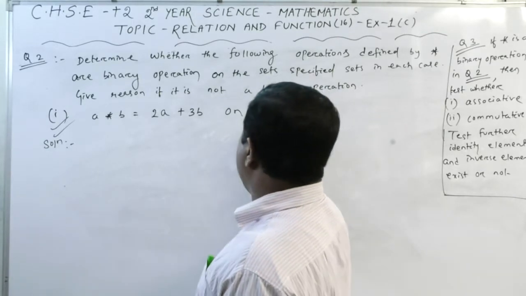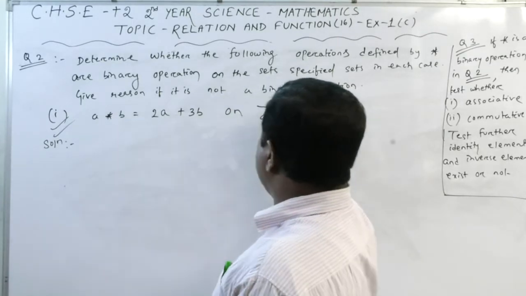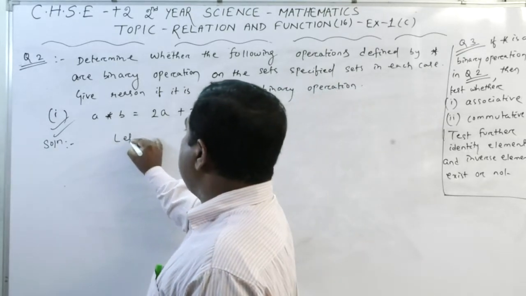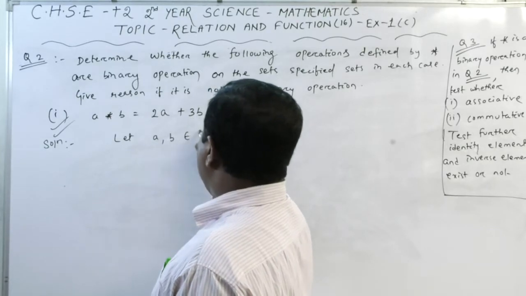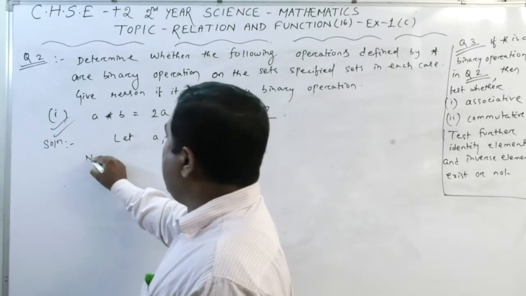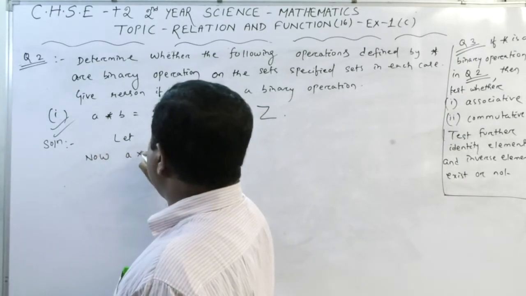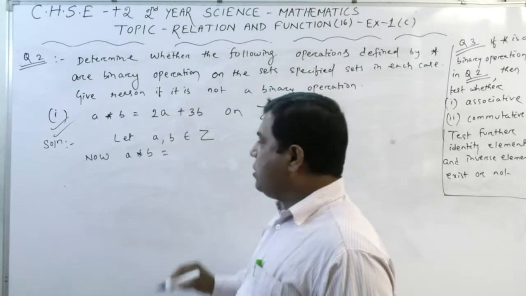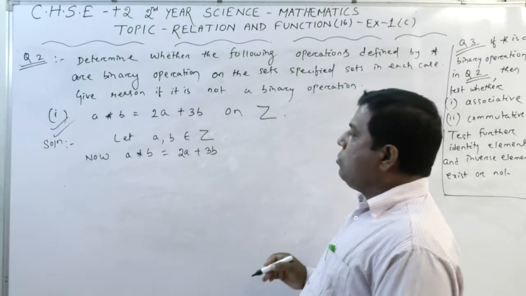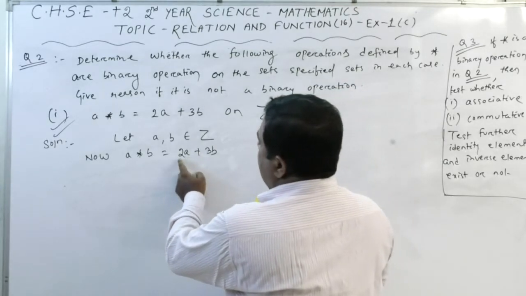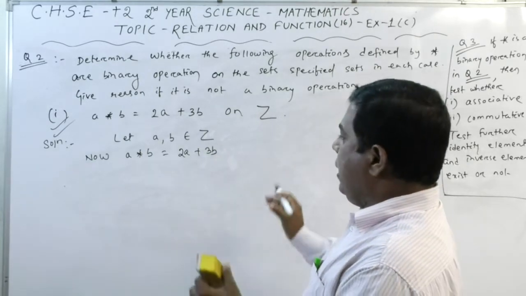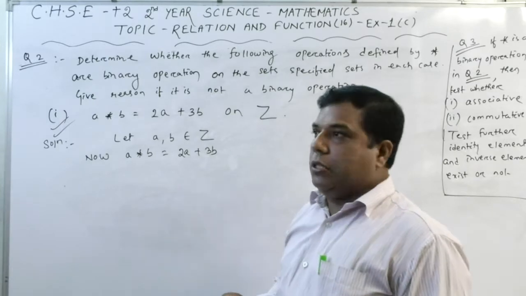What is given is on Z, which means the elements belong to the set of integers, that is Z. So what we will do? Let A and B belong to Z. Now A star B is what? A star B, A operation B, is given as 2A plus 3B. So you see an integer multiplied with an integer, and an integer multiplied with an integer, and two integers are summed with each other.